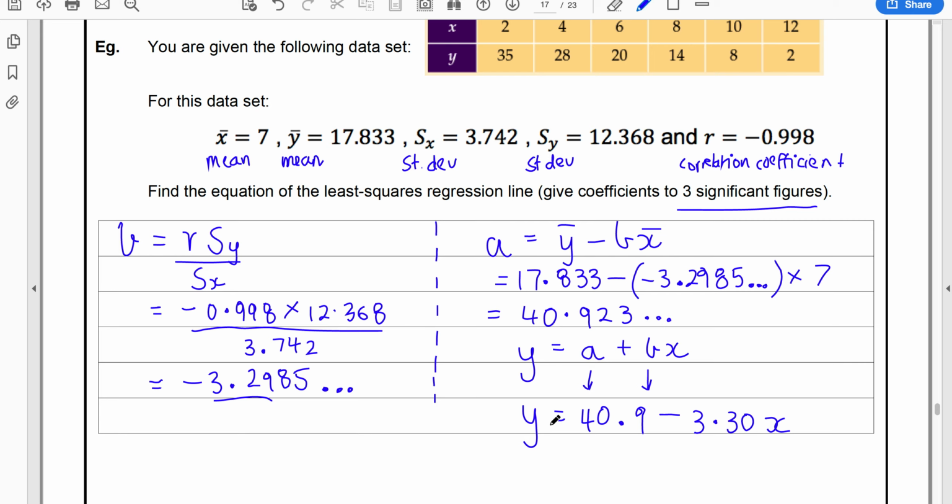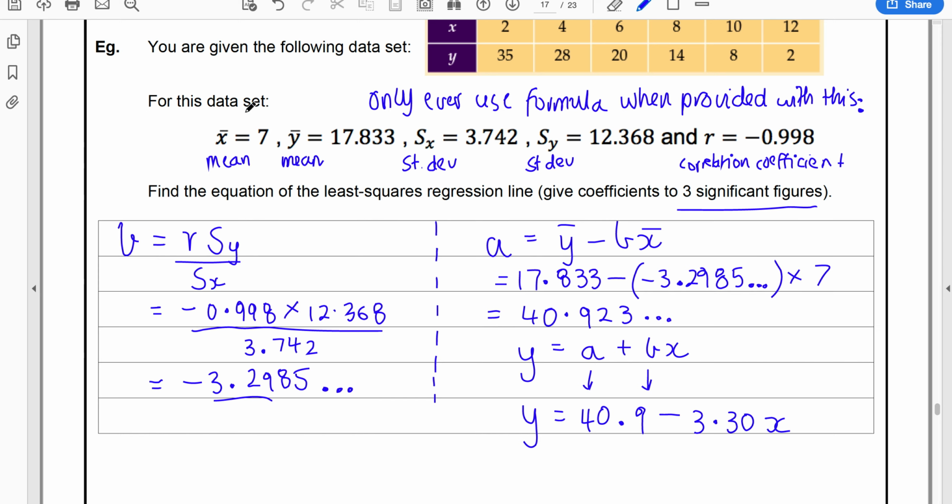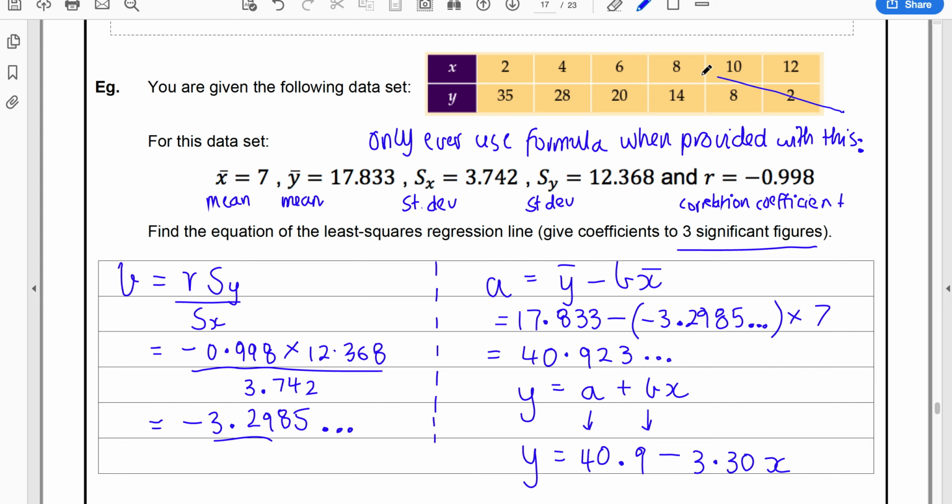So you'll get a chance to practice that a little bit using the formula, because remember, there are 2 ways to find this. This is the formula method. You only ever use this method when provided with this information. So you'll be provided with the mean, the standard deviation, and R, and generally you're not provided with this.